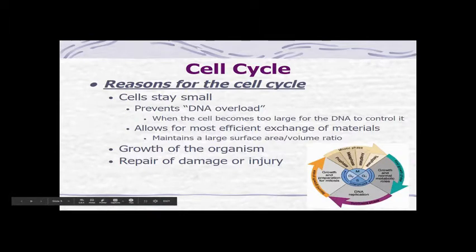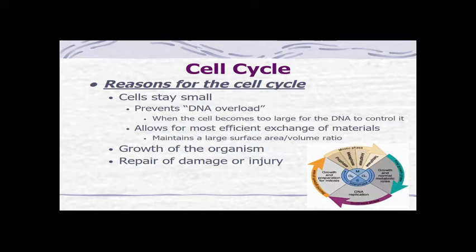There are 3 main reasons why the cells go through the cell cycle. And the first is so that the cell stays small. This is for 2 reasons. One is to prevent something called DNA overload. DNA overload is when the cell becomes so large that the DNA no longer can control it. And so the cell will need to divide to stay small so that the DNA has control over the cell.